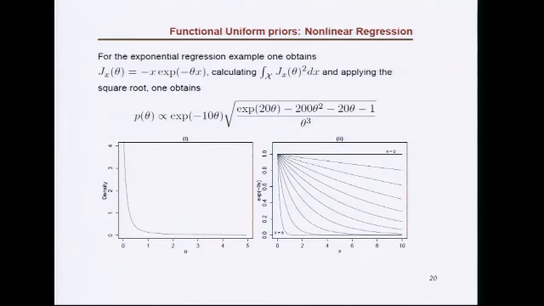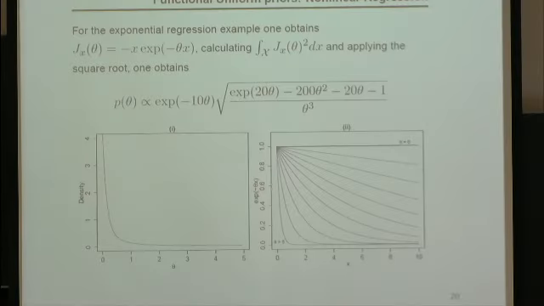Okay, coming back to the exponential regression example, you can do all the calculations, you end up with this distribution, and if you plot the quantiles, so this is the 10%, 20%, 30% quantile and so on, you see that this really uniformly covers the space of functional shapes, and you can see that this is a rather non-uniform distribution on the theta scale. So here it looks exactly like the thing that we wanted to achieve in the first place.